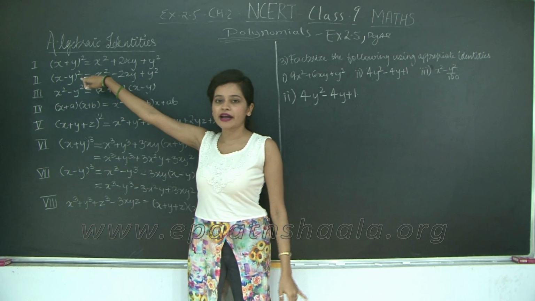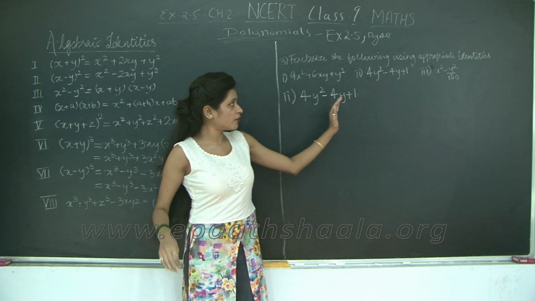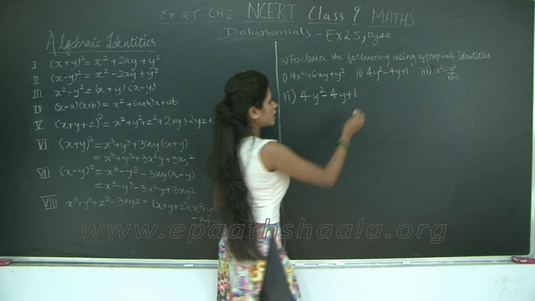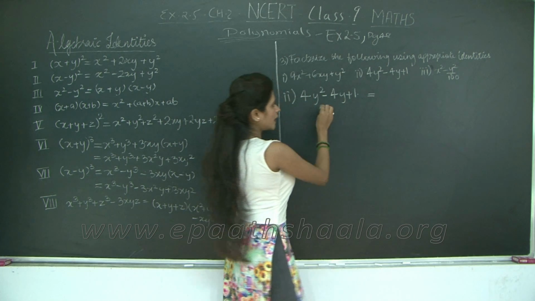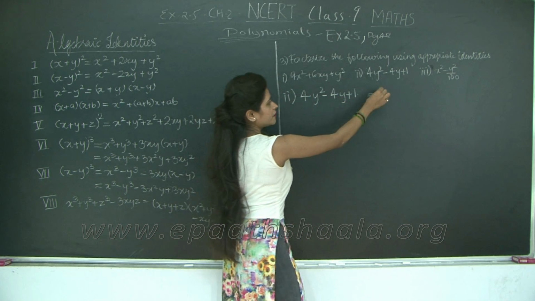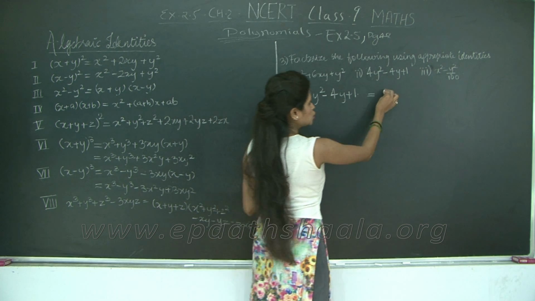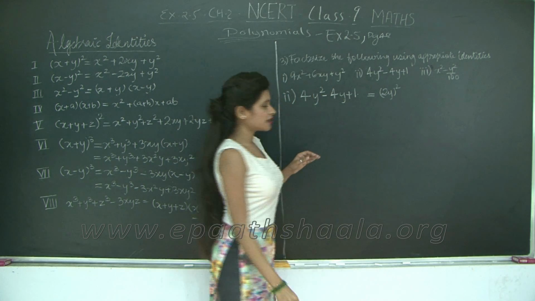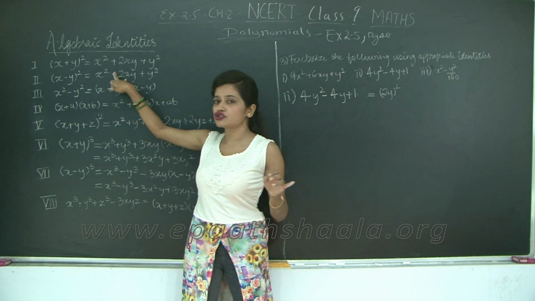So this resembles my identity number 2. But before I proceed with solving the sum, I need to rewrite it. So I'm going to rewrite 4y square minus 4y plus 1. 4y square can be written as 2y the whole square, correct? Now for the second term, I need 2 first.